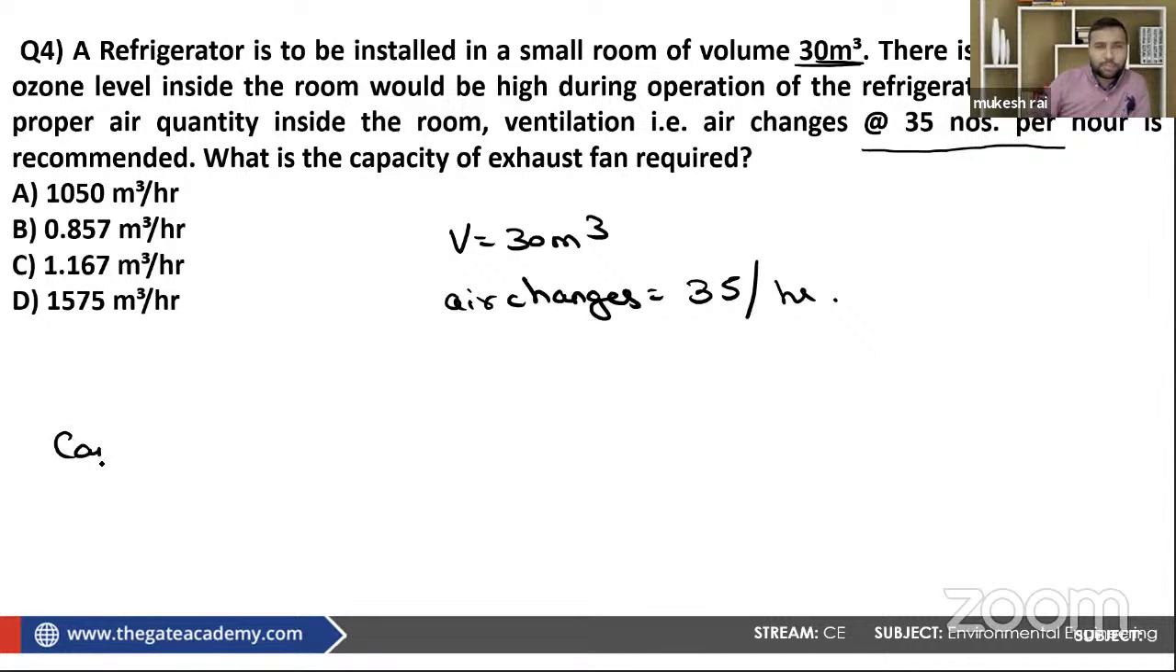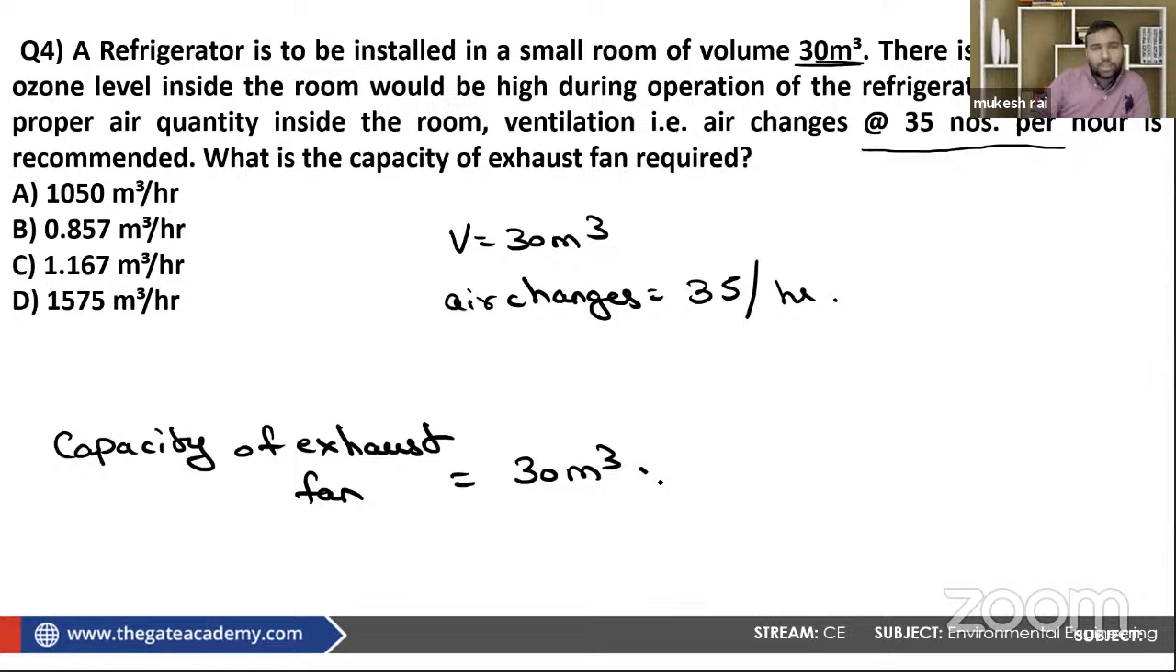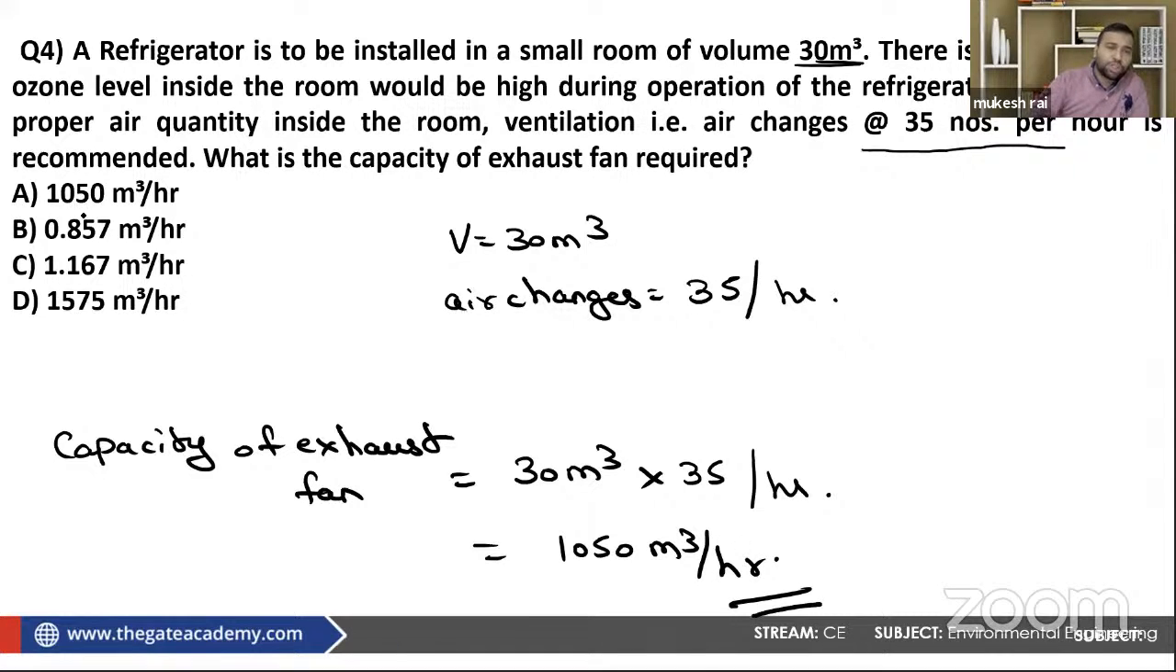For finding the capacity of exhaust fan required, we have to multiply the volume with the number of times we will change the air in 1 hour. That is 35 times we will change the air in 1 hour. So it will be equal to 1050 meter cube per hour. That is a simple question, and the correct option is option A.